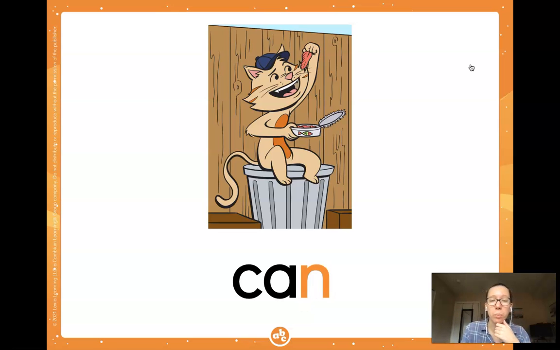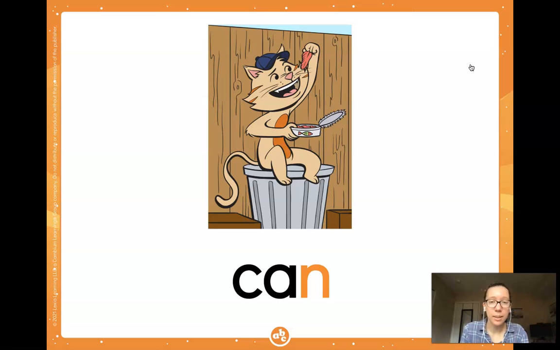We can also change it one more time. If we change the p in cap to an n, what new word do we make? Good, we make the word can. K-a-n, can. The last sound in can is n.